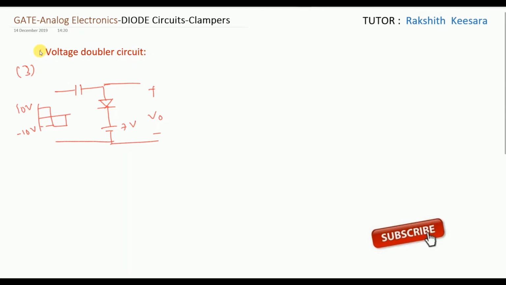So this is not a voltage doubler circuit, guys. This is a clamper circuit. He gave the input voltage and he is asking us to find the output voltage. So what is the first step? See the diode direction. It is pointing downwards. So draw the same waveform below the reference voltage. So below 7 volt, draw the same waveform.